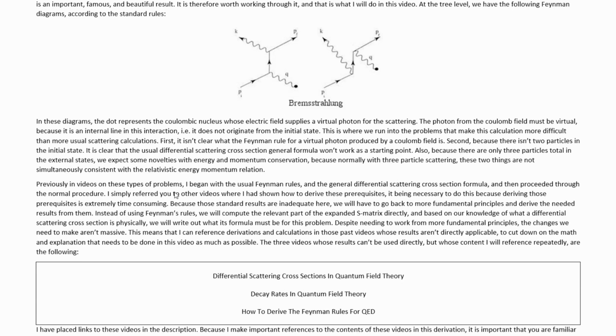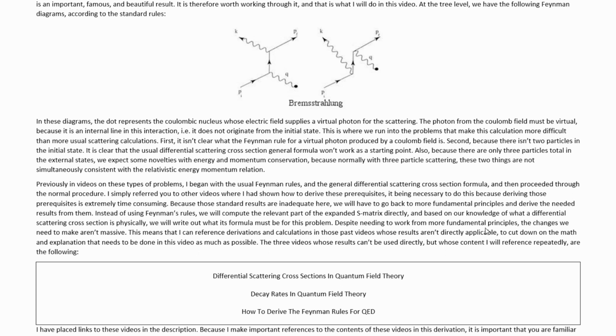Previously, in videos on deriving differential scattering cross-sections, I began with the usual Feynman rules and the general differential scattering cross-section formula, and then proceeded through the normal procedure. I simply referred you to videos where I had shown how to derive these prerequisites, it being necessary to do this because deriving those prerequisites is extremely time-consuming. Because those standard results are inadequate here, we will have to go back to more fundamental principles and derive the needed results from them. Instead of using Feynman's rules, we will compute the relevant part of the expanded S matrix directly, and based on our knowledge of what a differential scattering cross-section is physically, we will write out what its formula must be for this problem.